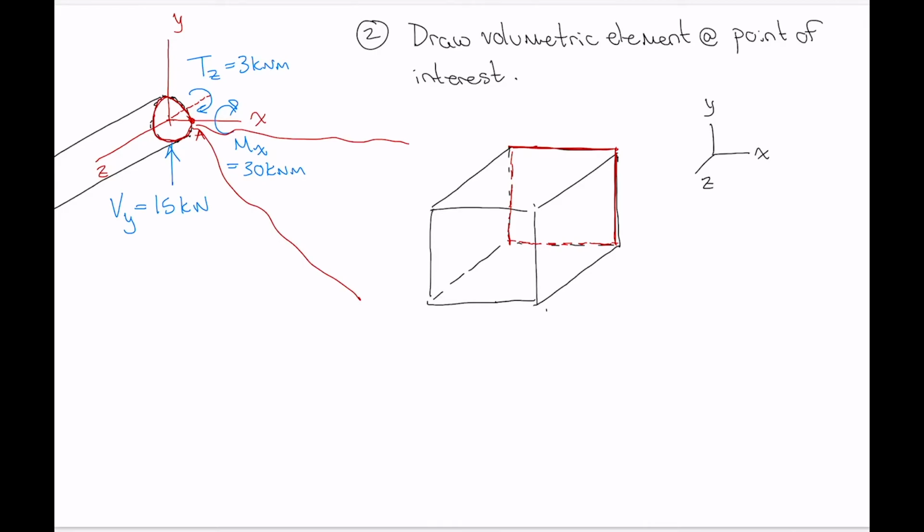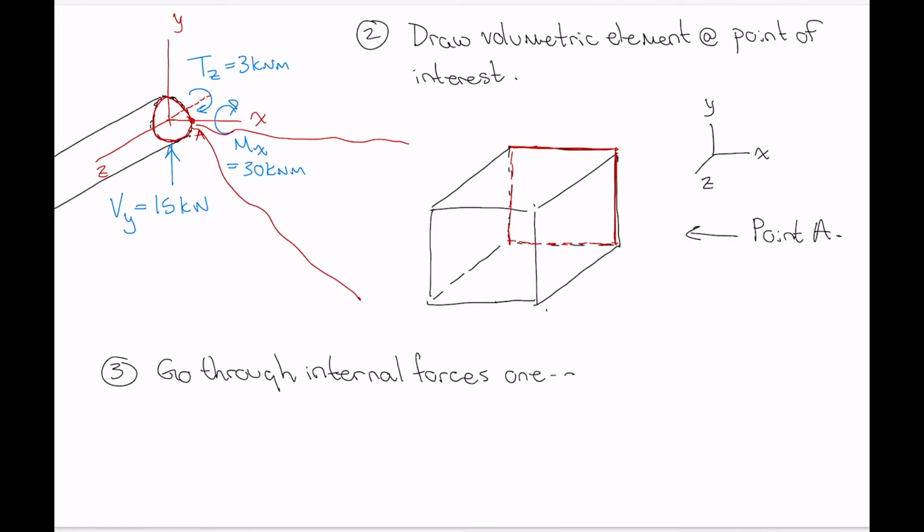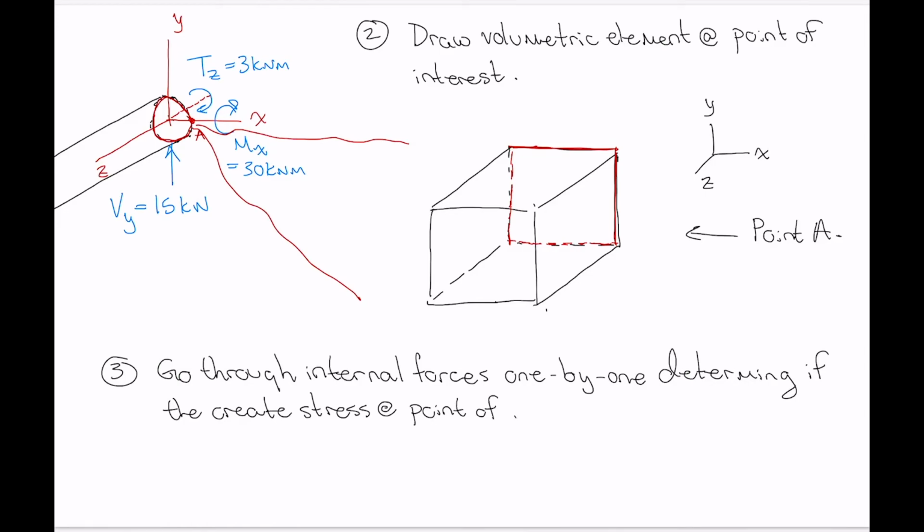Now what we do is go through the internal forces one by one, figuring out how they create stress at point A. This whole cube of material is point A. So step 3: go through internal forces one by one, determining how they create stress at point of interest.